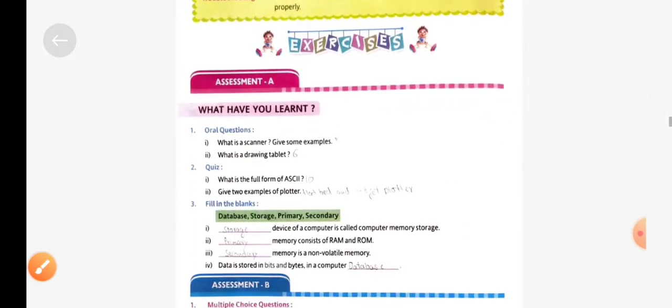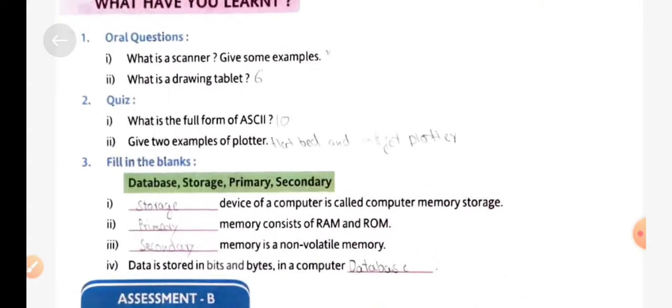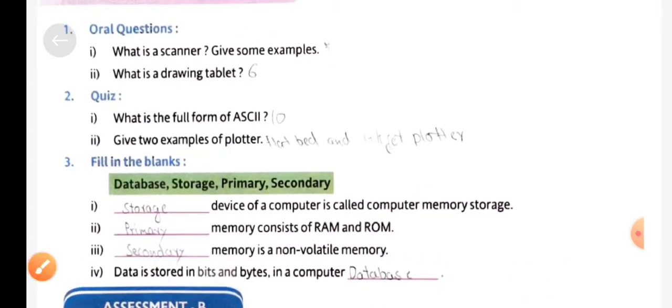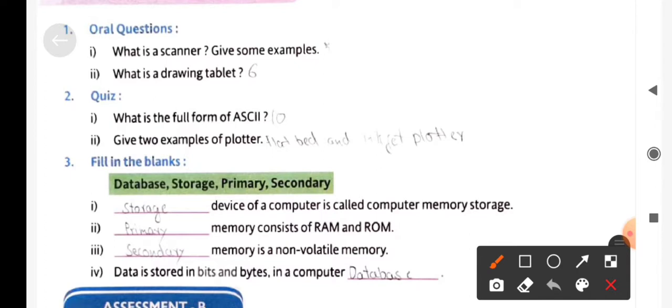Moving towards the second question, see, give two examples of plotter. So over here on the screen itself you can see the answer is written. Firstly from the question you will write down two examples of plotter are, then you write down flatbed and inkjet plotter. Okay, flatbed and you have this inkjet plotter.